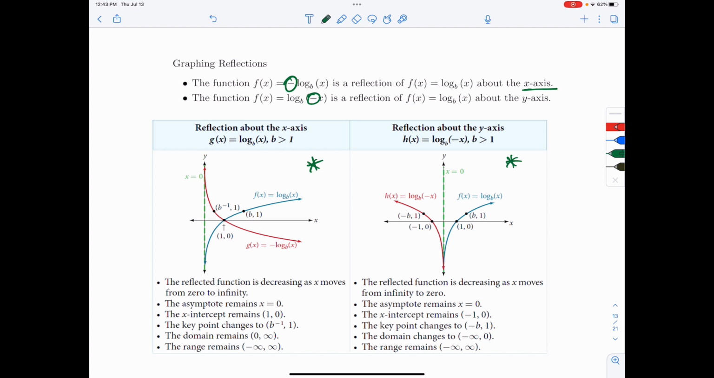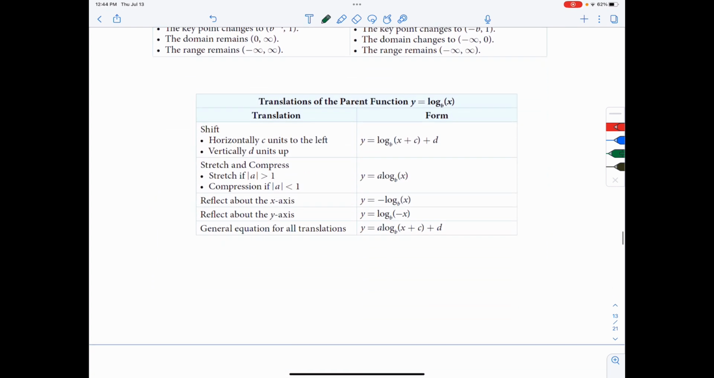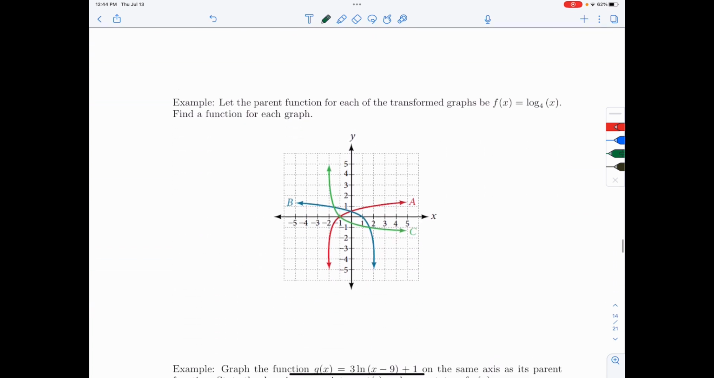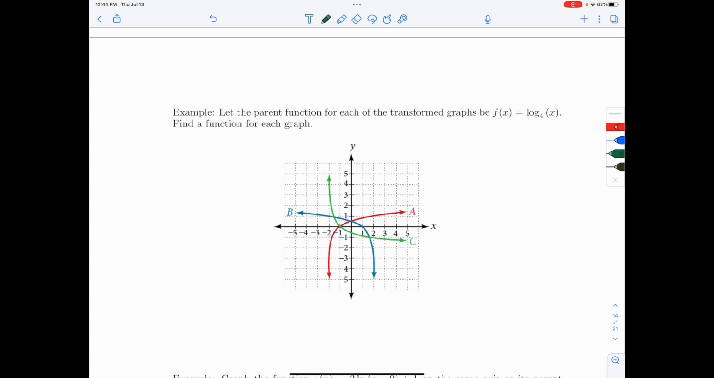Okay, so I think there's just a couple things left in this video for us to look at, a couple of examples. And here's a summary of all these transformations that we've talked about. All right, looking at this example, let the parent function for each of the transformed functions be f of x equals log base 4 of x. So this is the parent function. It's not on the graph.